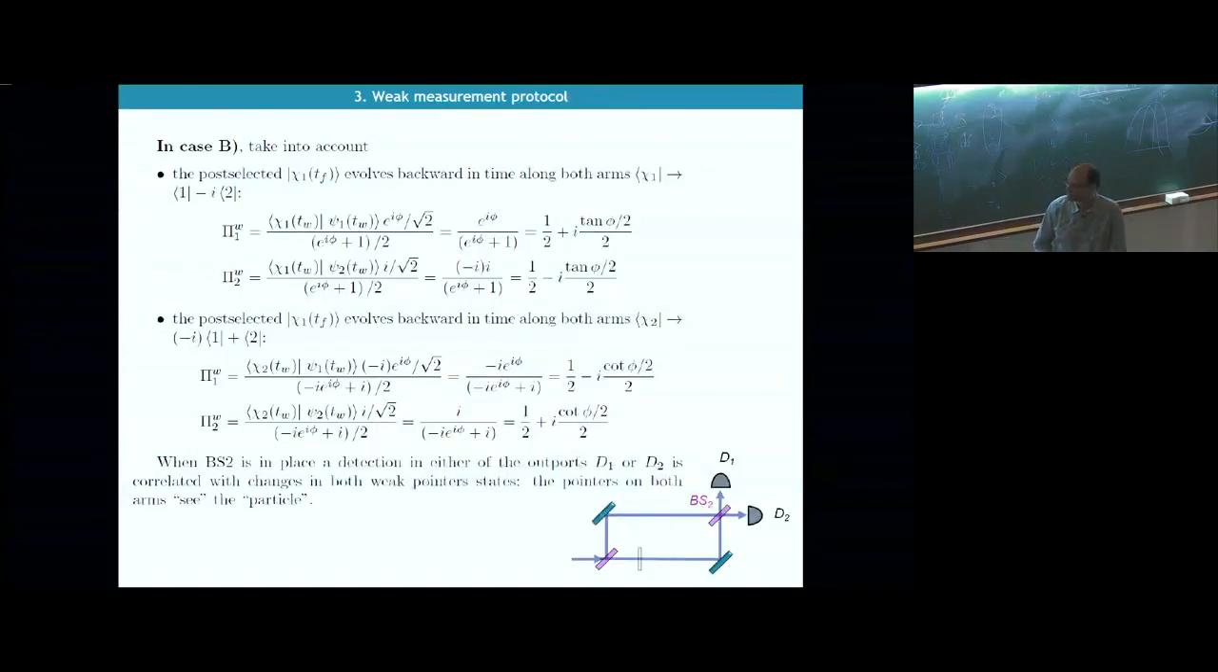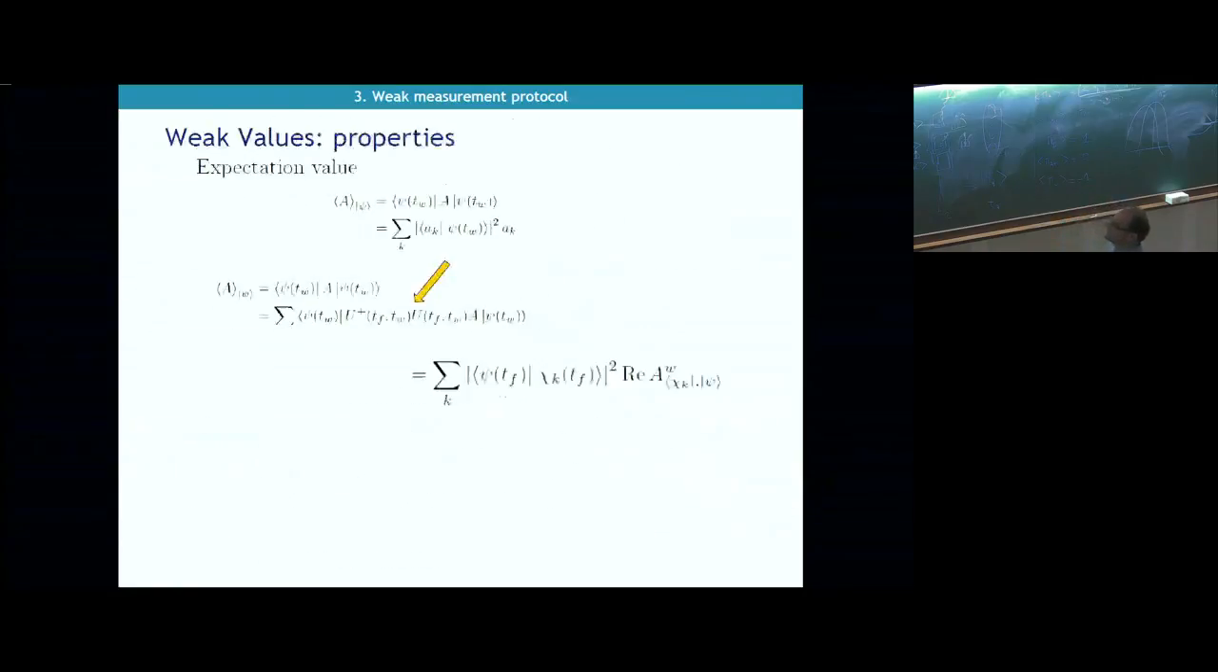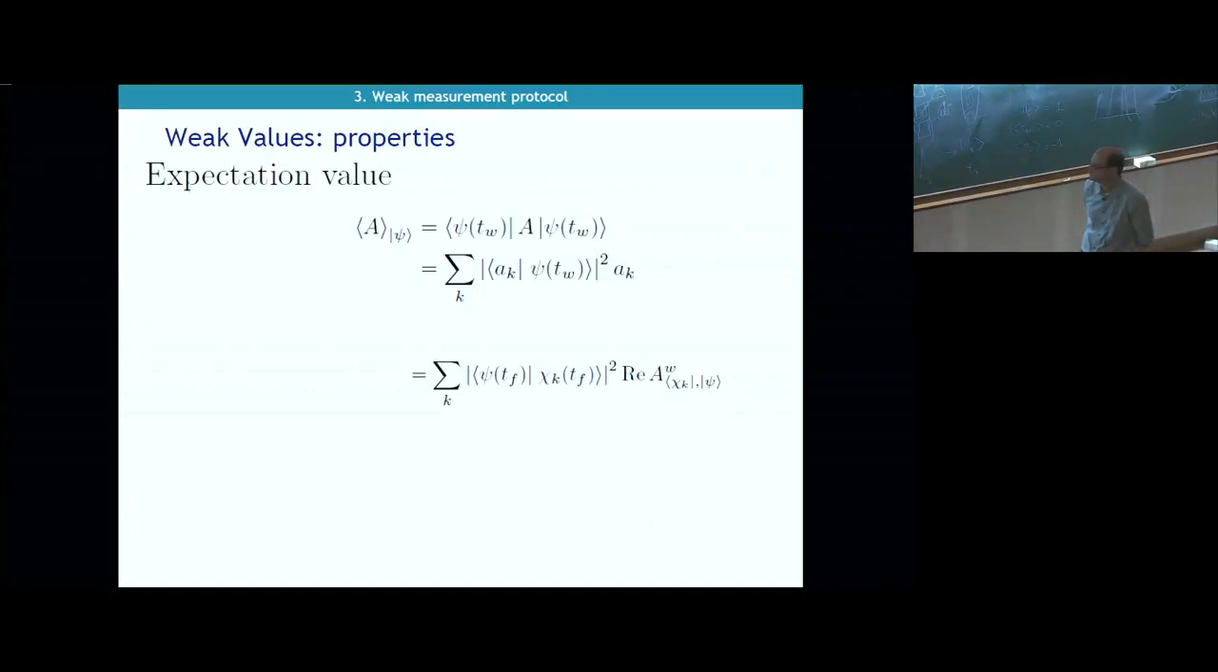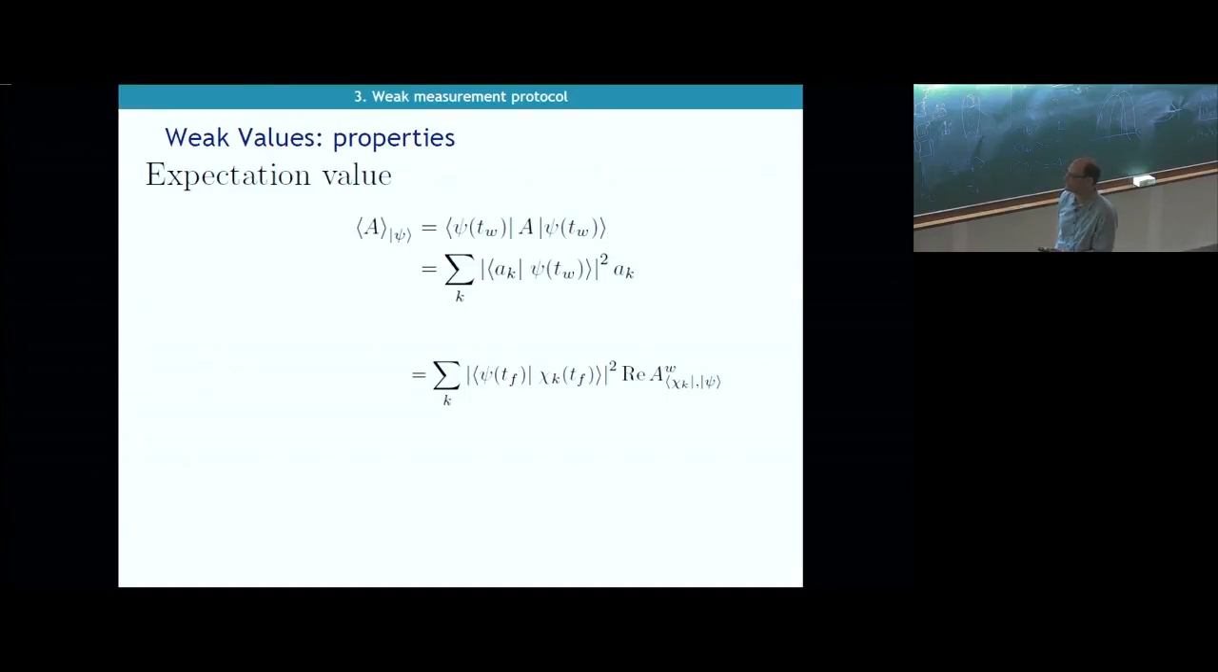And if you look at this relation, the expectation value given in terms of the eigenvalue here, and the expectation value given in terms of the weak value, you can just say that the weak value is some sort of generalized eigenvalue when the probabilities are those of going from the initial to the final state, which is not an eigenstate of the weakly measured observable.